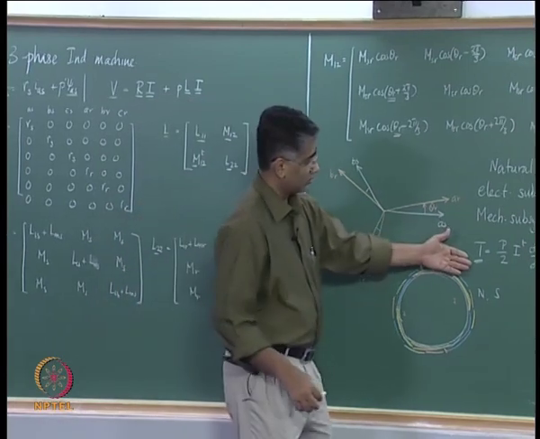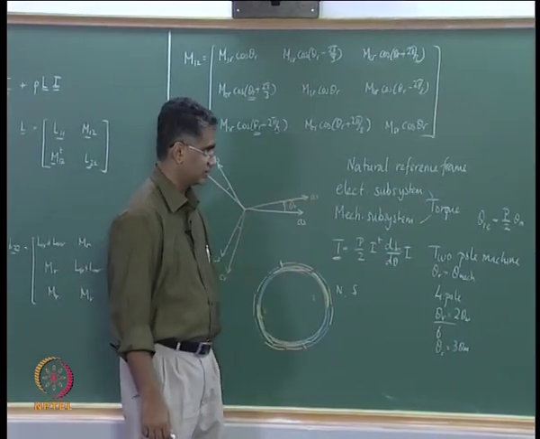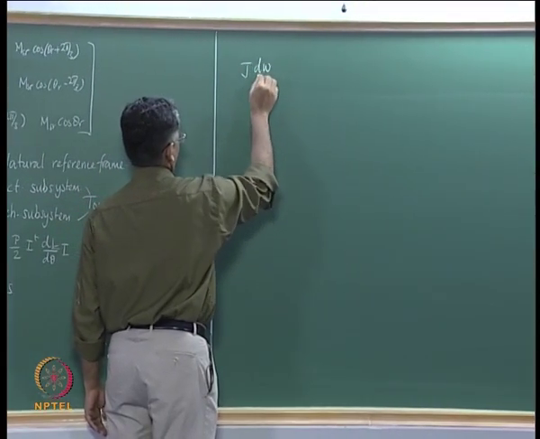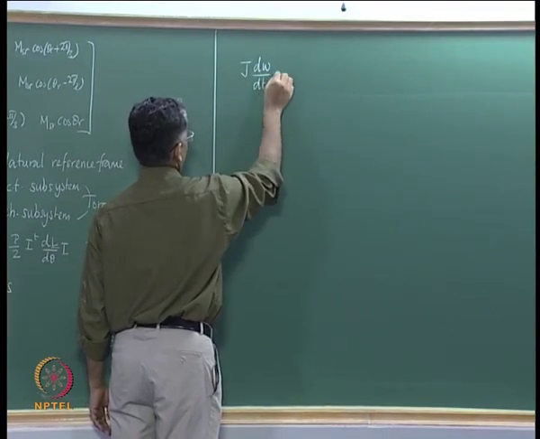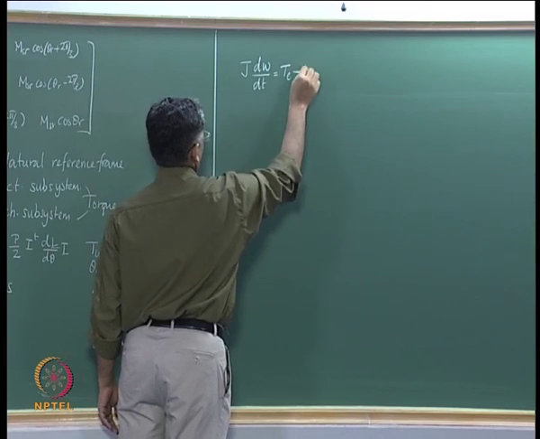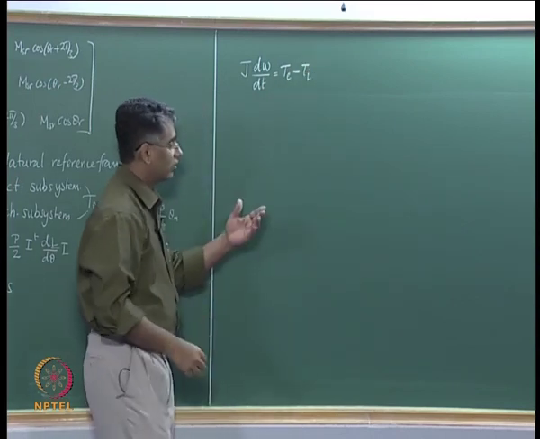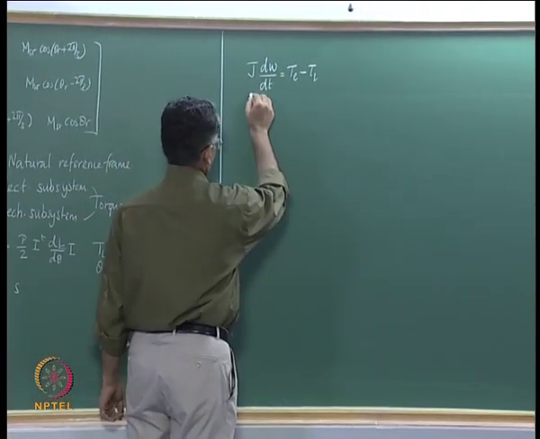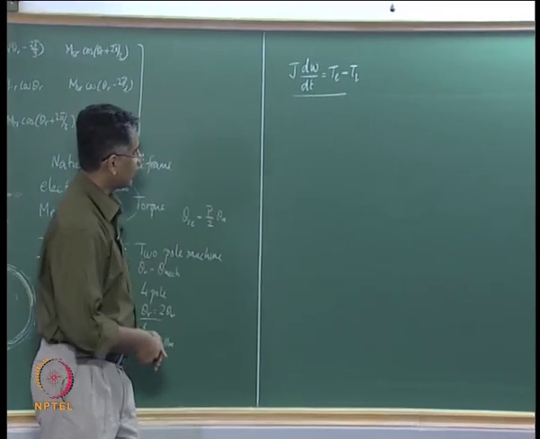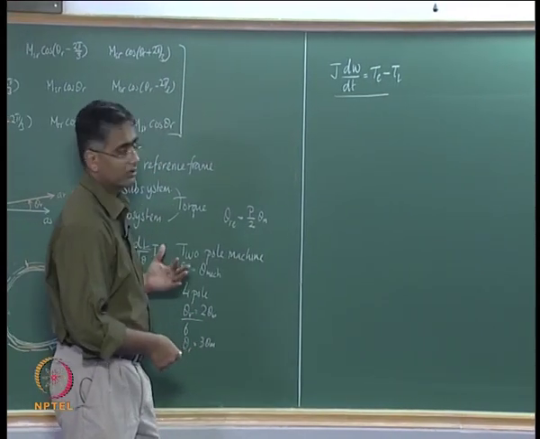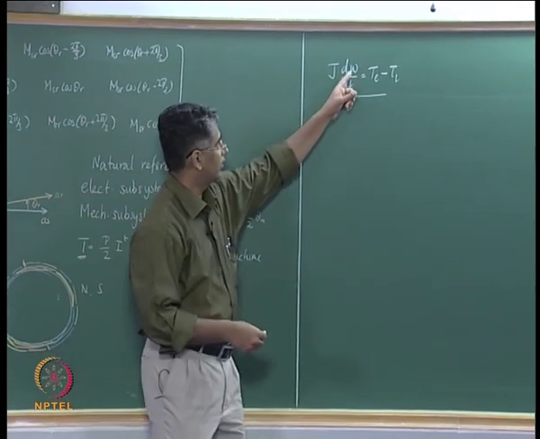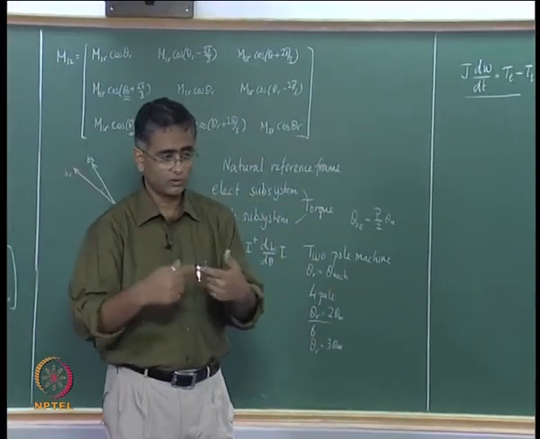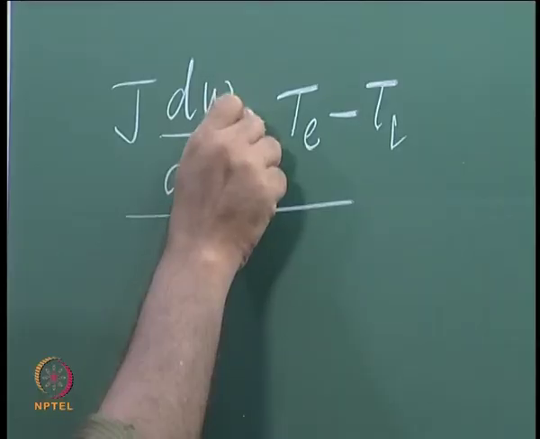So once this is known, then you can write the expression for the mechanical subsystem. Then the moment of inertia J multiplied by d omega by dt is then the generated torque minus whatever load torque is there. The load torque could again be dependent upon speed in some form. This expression then describes the behavior of the mechanical subsystem. Note that what we put as speed here is the actual speed of the rotor, which we can call omega mechanical.